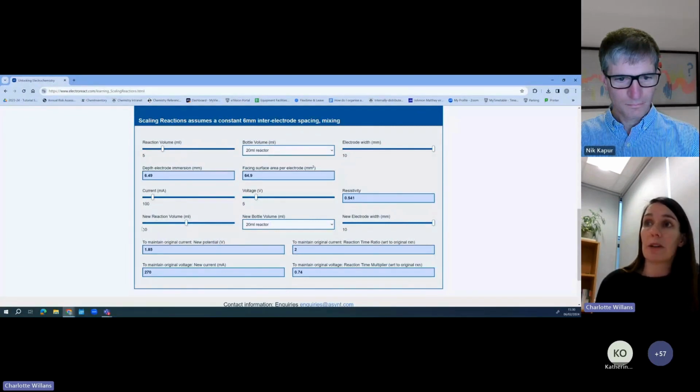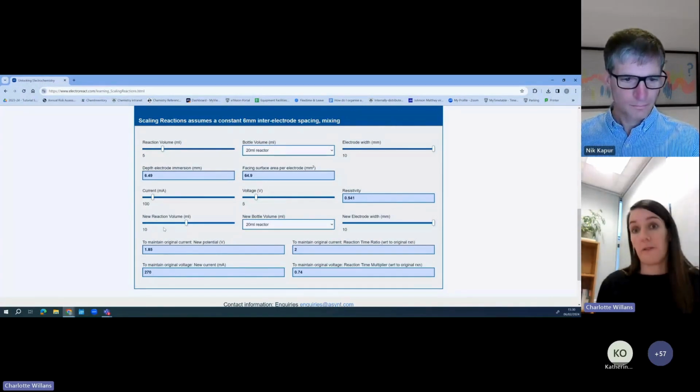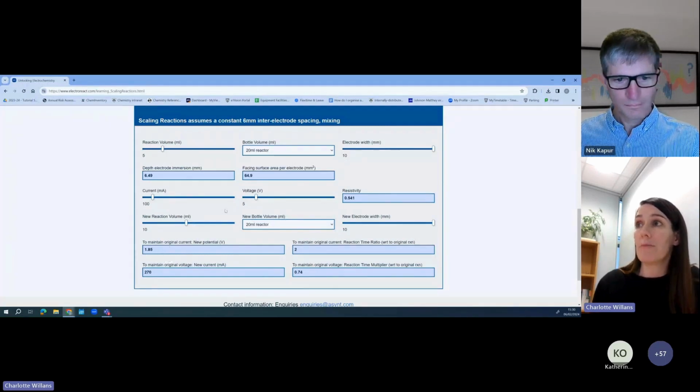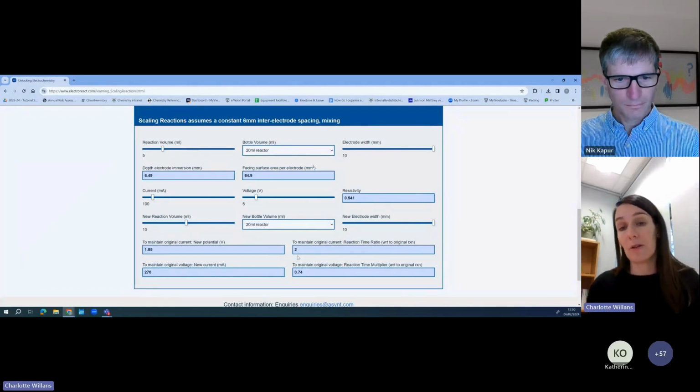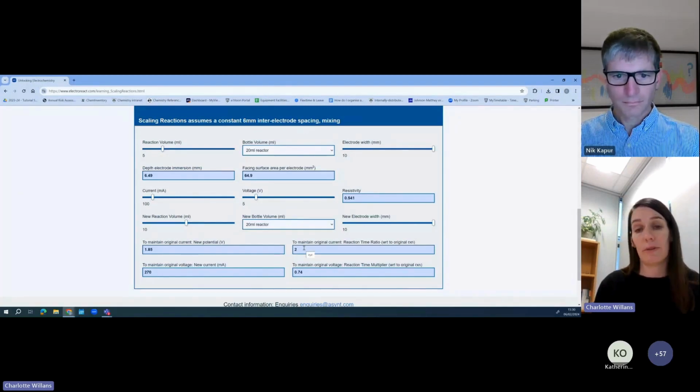If you change that reaction volume, you're changing the electrode surface that's in solution, so the depth of the electrode in solution, which of course increases the surface area. And from this, you can work out what new current is required to maintain that same voltage as you used before, or if you're running in constant current mode, what current you need to maintain the original voltage. And then of course that affects the time that you run the reaction for as well. So for example, if this is 2, you have to run your reaction for twice as long as in your previous reaction.